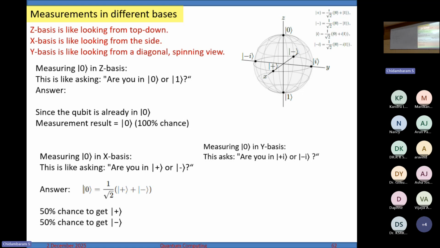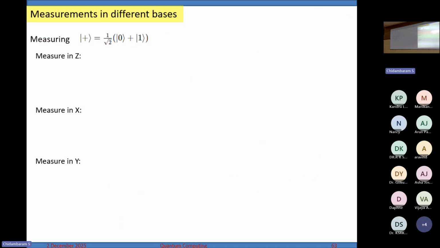What is the question? Are you aligned with plus I or minus I? How do I represent it? 1 by root 2 of plus I plus minus I. Right? What is the operator? Y. So now when you ask this question and measure it, what is the output? 50% chance for plus I, 50% chance for minus I.